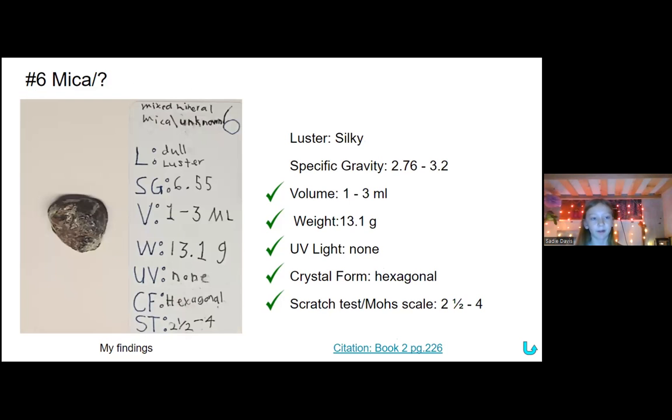My sixth specimen is mica and unknown. I identified the luster as dull. The specific gravity is 6.55. The volume is 1 to 3 milliliters. The weight is 13.1 grams. It doesn't react under UV light. Its crystal form is hexagonal, and the scratch test shows that it is 2.5 to 4 on the Mohs hardness scale.